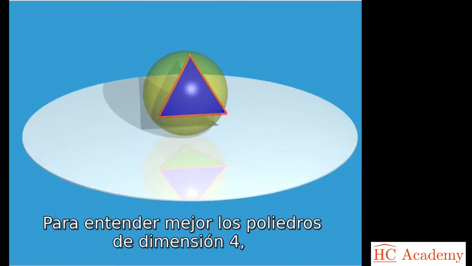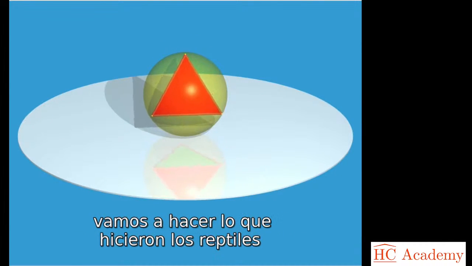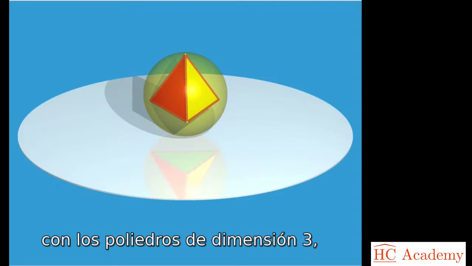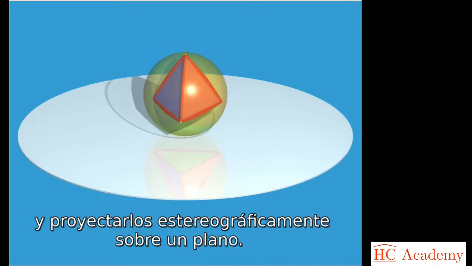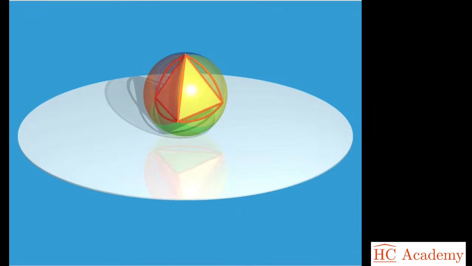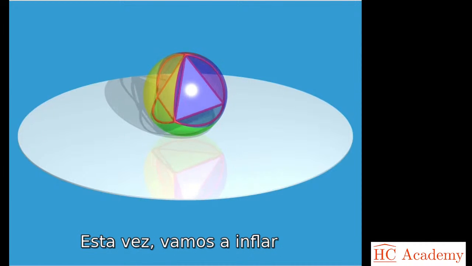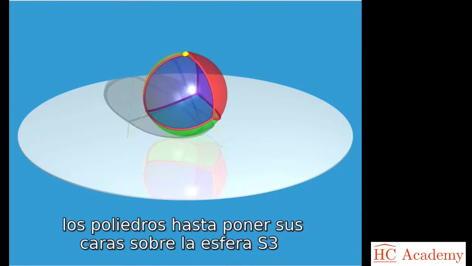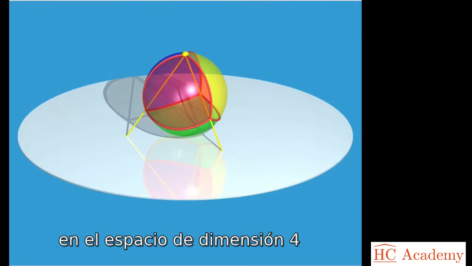To get a better understanding of four-dimensional polyhedra, we can do just what the lizards did with the three-dimensional polyhedra. We first inflate them so that they lie on a sphere, and then project this stereographically onto the plane. This time we'll inflate the polyhedron until its faces lie on a hypersphere in 4 space and project stereographically back into our own 3 space.